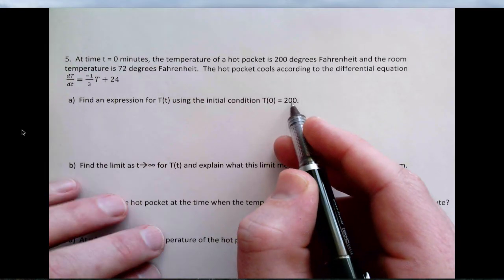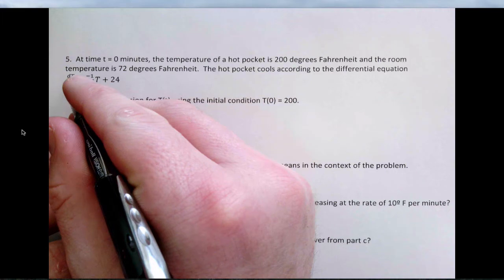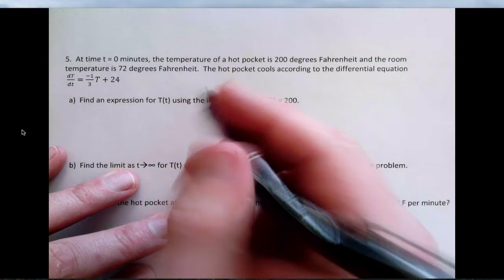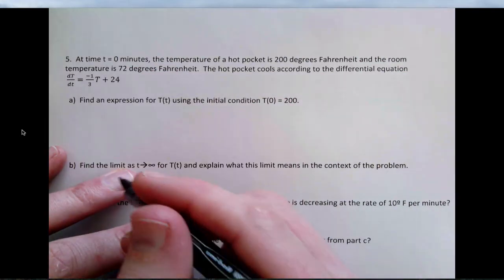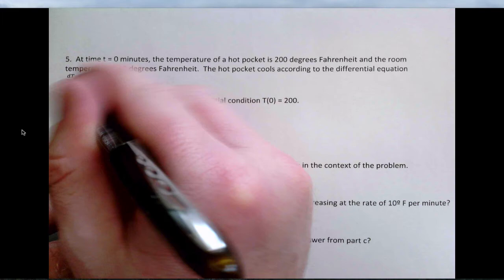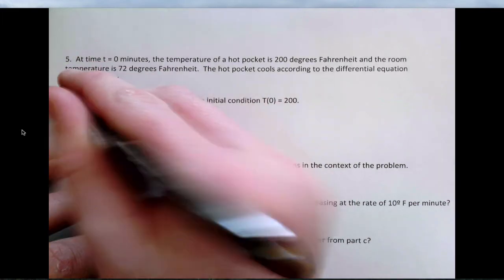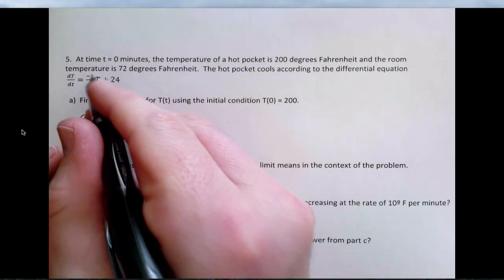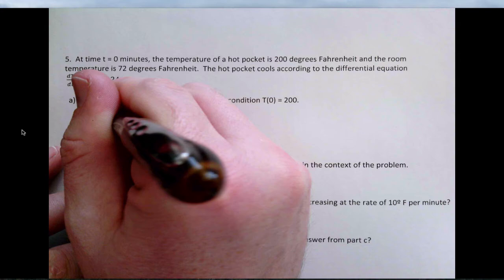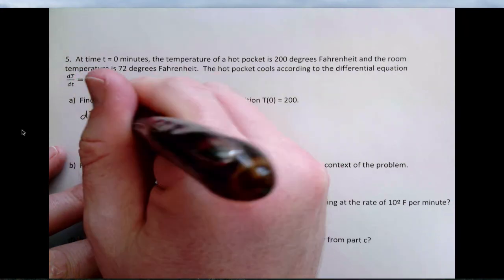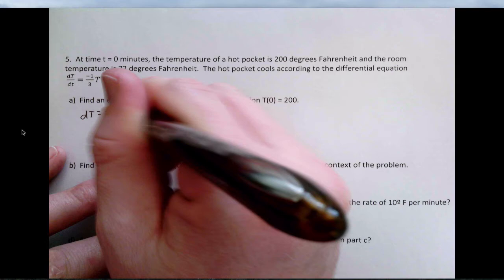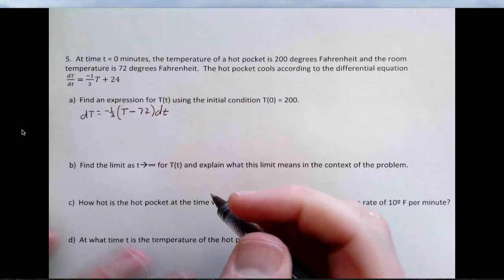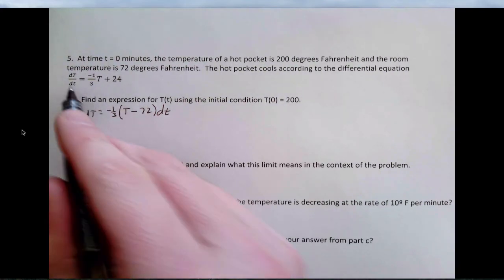All right, so first thing I'm going to do is I'm going to try to get all the capital T's on the left and all the little t's on the right. So I'm going to use this function right here, and I know I'm going to be dividing and moving things around, so I can move the little dt over here, and I'm also going to do a trick where I make this fraction come out front. So I'm going to have negative 1/3 parentheses T minus 72 dt. So I really did two things. First, I multiply the dt over to the other side.